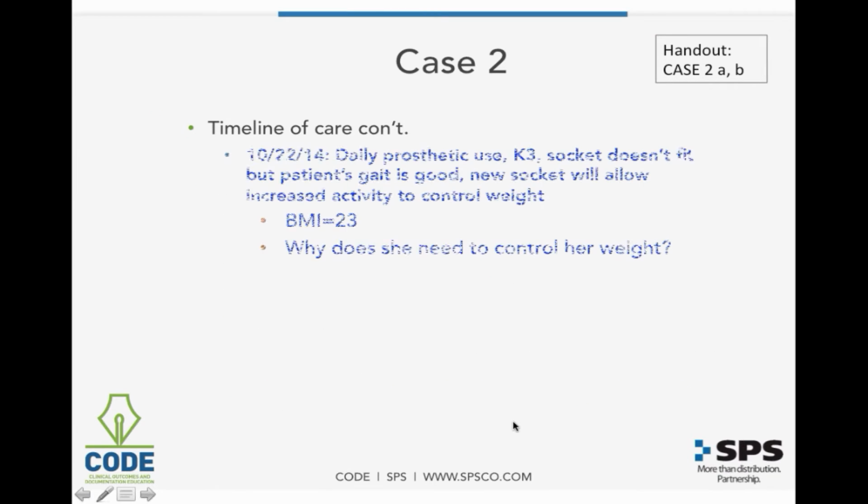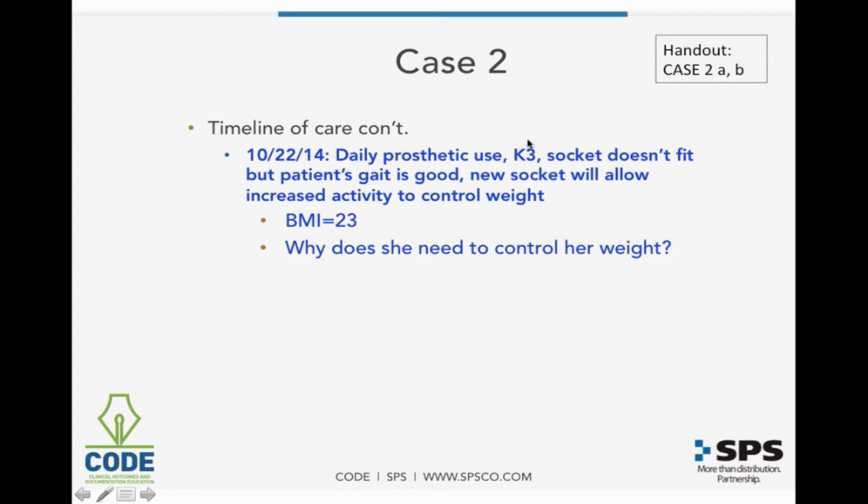Let's go even further and look at the rest of the timeline. Here she goes back to the prosthetist on the 22nd of October, and the prosthetist says, okay, wearing the prosthesis every day. This patient's a K3 level ambulator. Really? Socket doesn't fit, but patient's gait is good. Okay. But, even though her socket doesn't fit, she's still moving. New socket will allow increased activity to control weight.